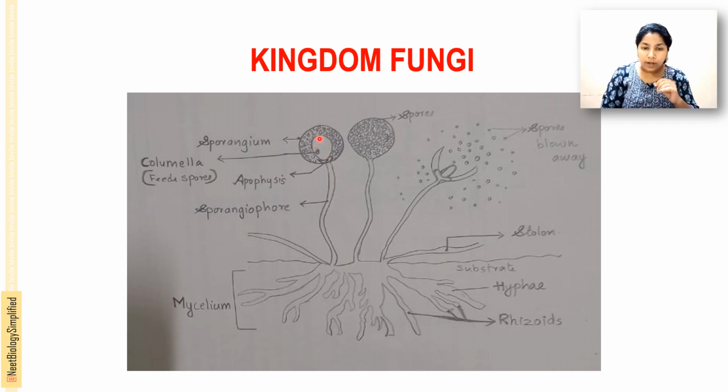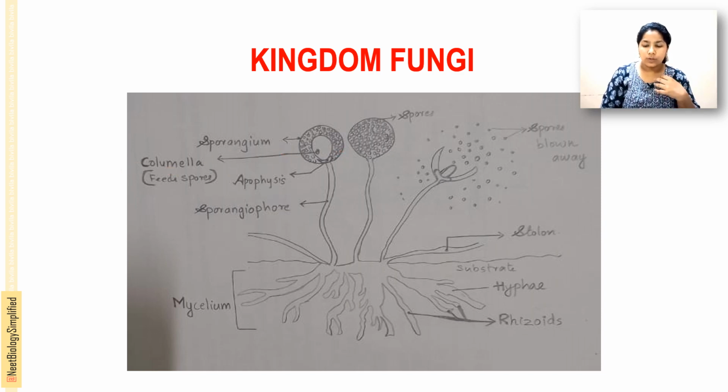On the sporangiophore you can see the sporangium, this sac-like structure. Inside the sporangium you can see the small, circular-shaped spores. See, one sporangium bursts out and the spores are blown away. And there is a columella, the vacuolated central part of the hyphae, and that part actually feeds the spores.